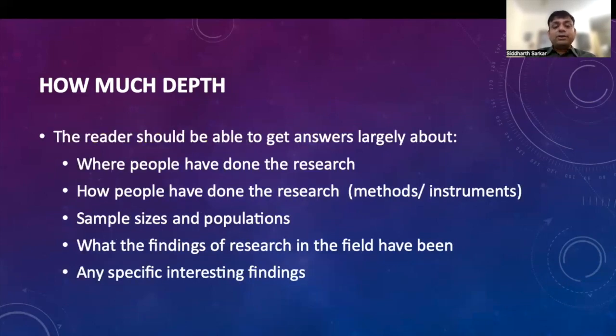The reader should be able to get the answers largely about where people have done the research, that is, which countries, which continents, how people have done the research, what are the different methods, the instruments, the procedures that they have used. What are the sample sizes and populations in which these studies have been done? What are the findings of research in the field? And any specific interesting findings that have come out in the review literature that can be helpful.